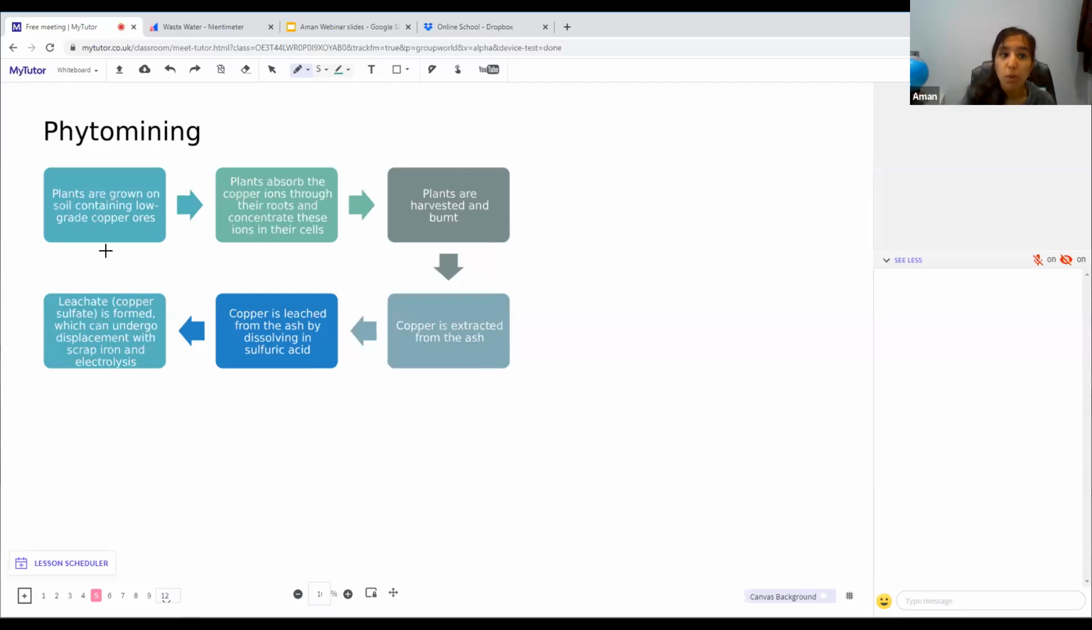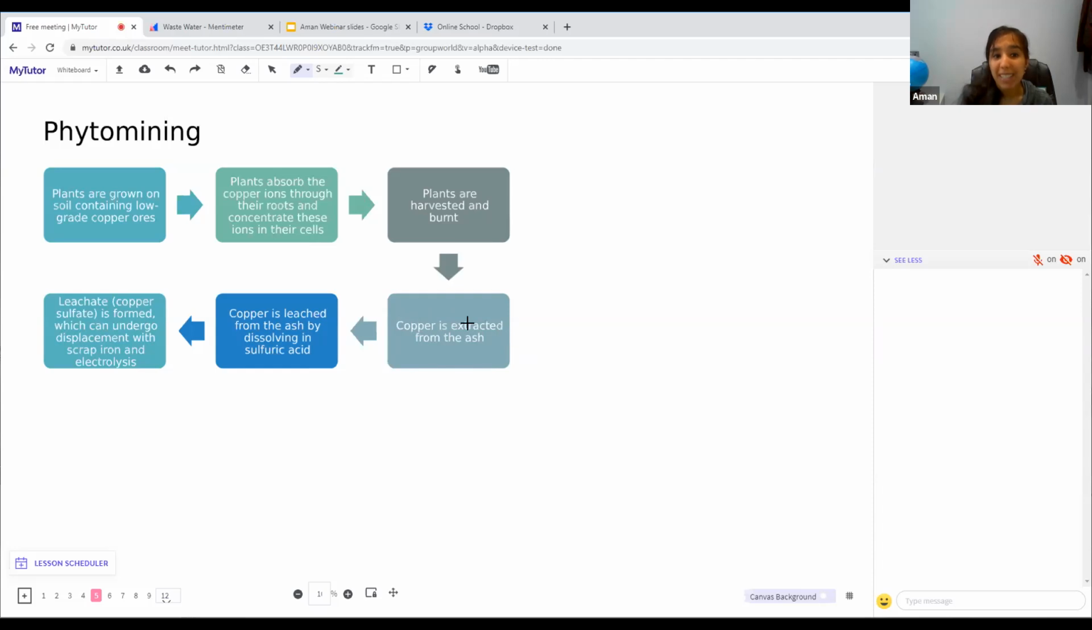And what will happen is when they're grown on soil containing low-grade copper ores, they'll absorb copper ions through their roots. Then they tend to put these in the cells of their leaves, and they will concentrate them there. So then we burn the plants, and copper is extracted from the ash. So the plants have taken the copper out of the rocks and concentrated it, and then we burn the plants so that we can get copper from the ash.